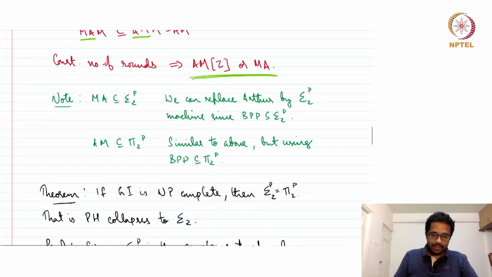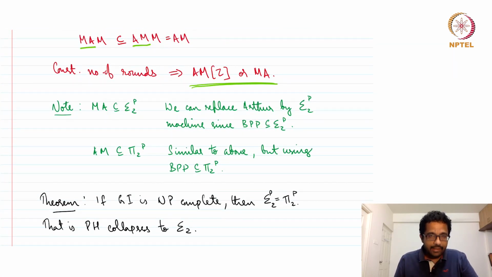Another thing to note is that MA is contained in sigma 2, which is a complexity class that does not have anything to do with interaction, because Arthur is a BPP machine. Arthur does random coin tosses and then does some verification. So Arthur is a BPP machine, which is contained in sigma 2.